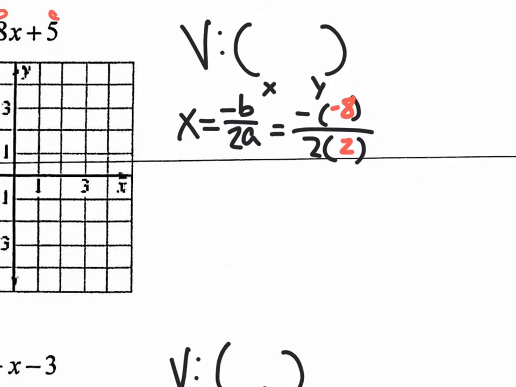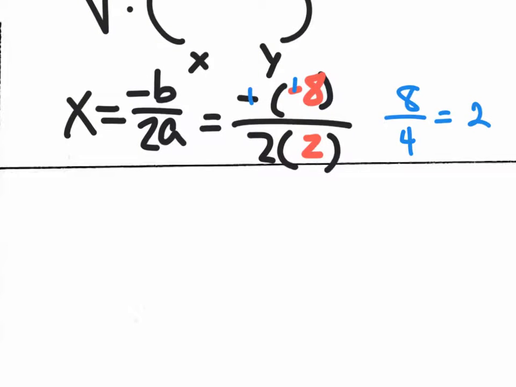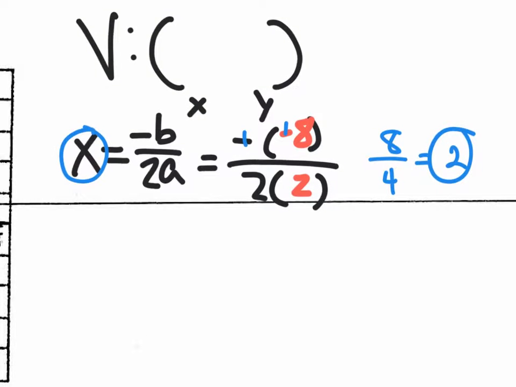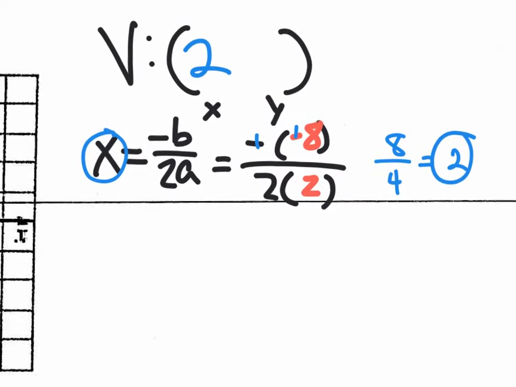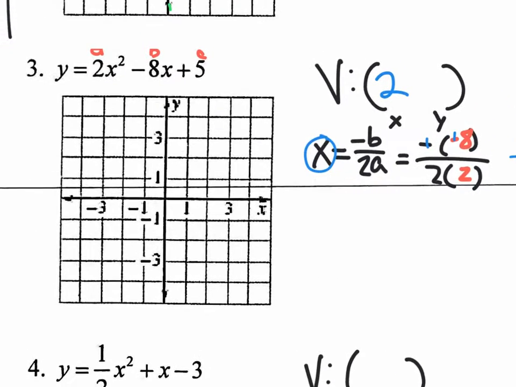So when we work this out, we're going to end up with positive 8 up on top over positive 4 on the bottom, which means that our x value is really 2, right? Our x value of our vertex is really 2. So once you have the x value and you want the y value, what do you do? You plug it in. Plug it in where? Into the original equation, quadratic trinomial equation.